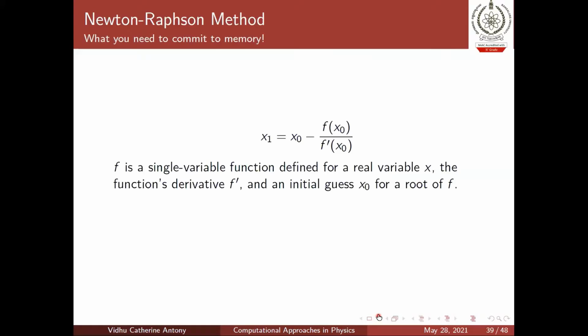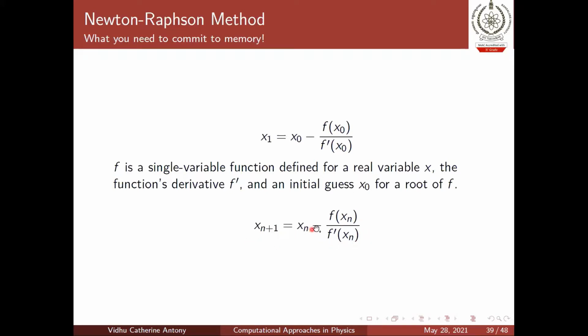Okay, so what you need to remember is this. Basically I would write a general equation for this: x1 is equal to x naught minus f of x naught divided by f prime of x naught. F is your single variable function defined for a real variable x, and f prime is the derivative of that. X naught is your initial guess that you use for the root of f. So this is the more general formula.